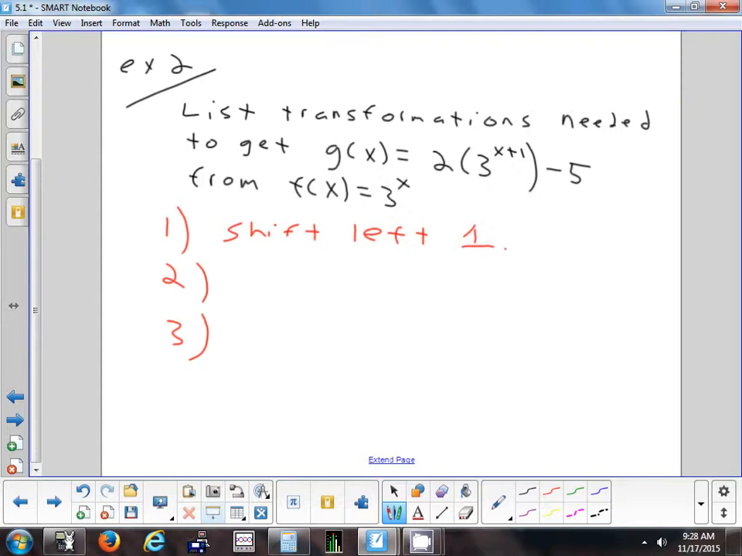Horizontal stretch by factor 3. To have a horizontal stretch, we'd have to have a number next to x, like that. Do we have a number next to x in this one? It's just 1. So there's no horizontal stretch in this problem. Would it just stretch by 2? Yeah, we have a vertical stretch by a factor of 2. And what about that negative 5? That's going to shift down 5.